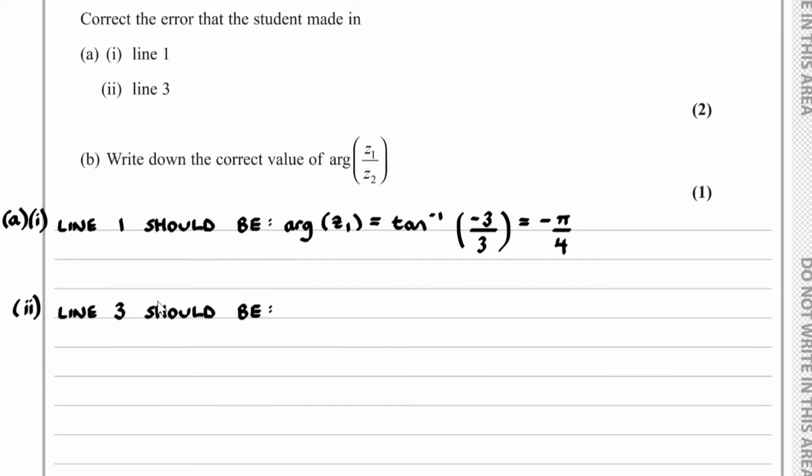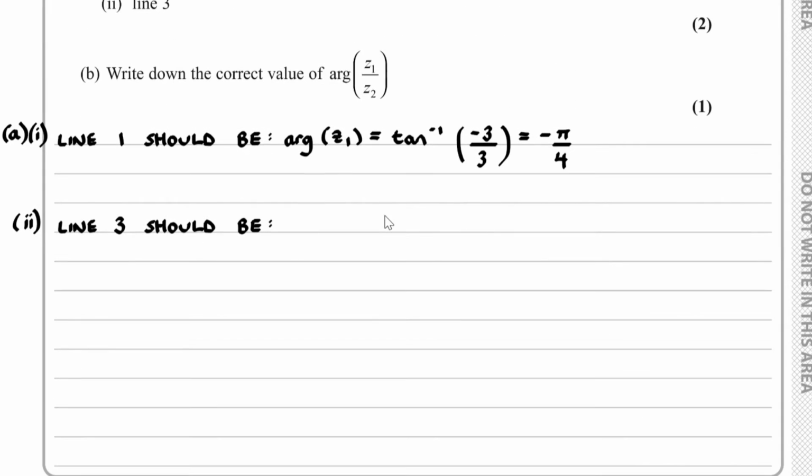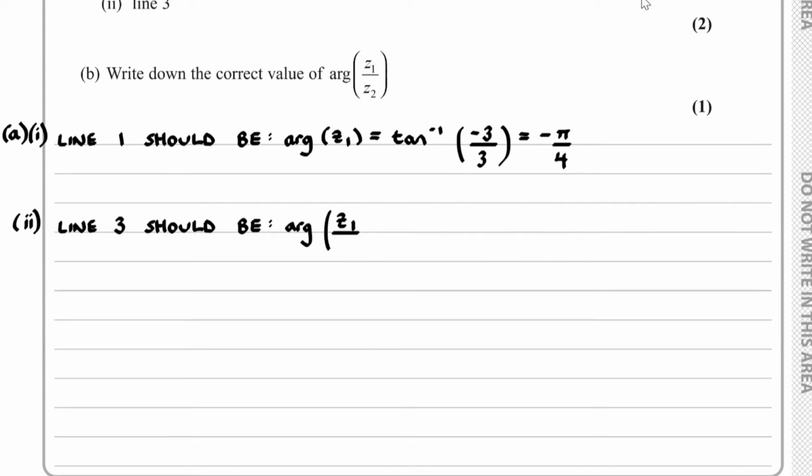Now, line 3 should be, well, if we want to work out the argument of z1 over z2, the argument of z1 over z2 is equal to the argument of z1 subtract the argument of z2.